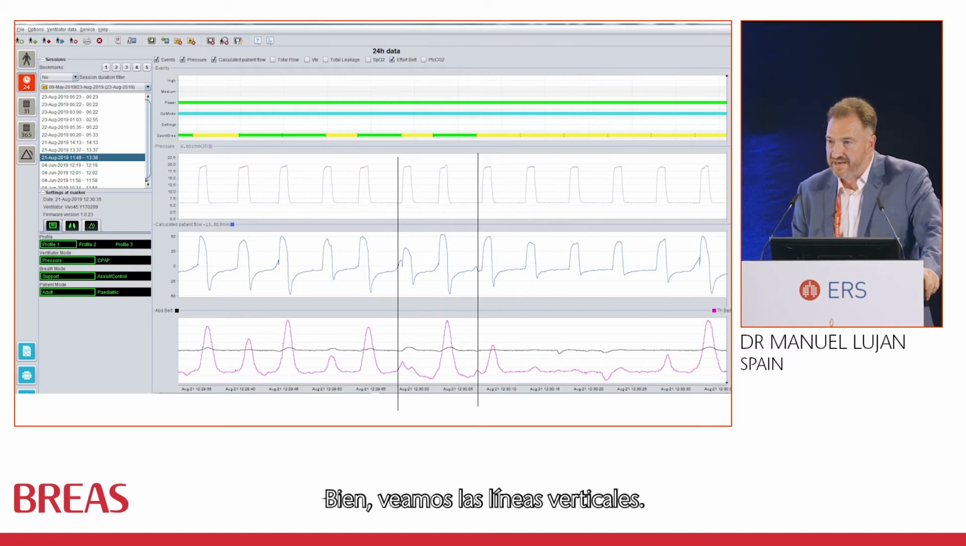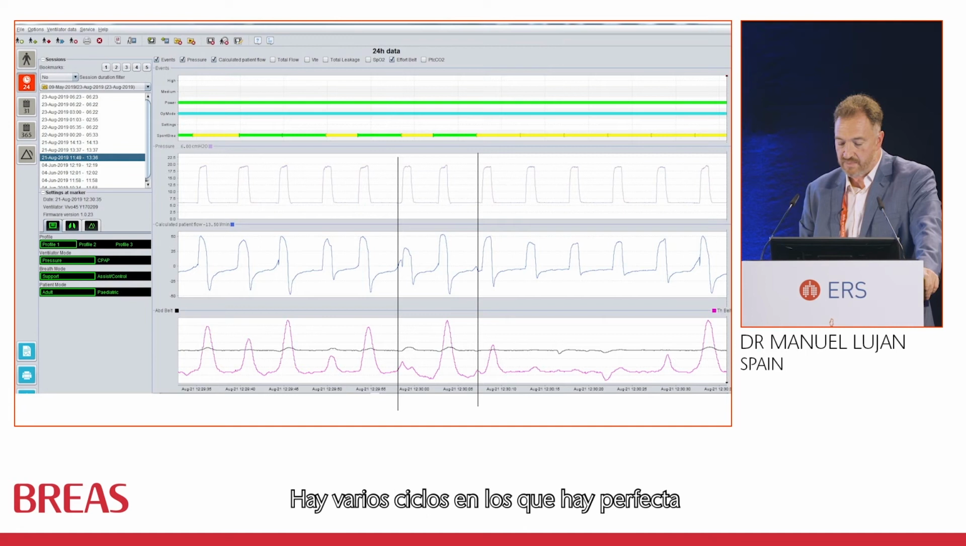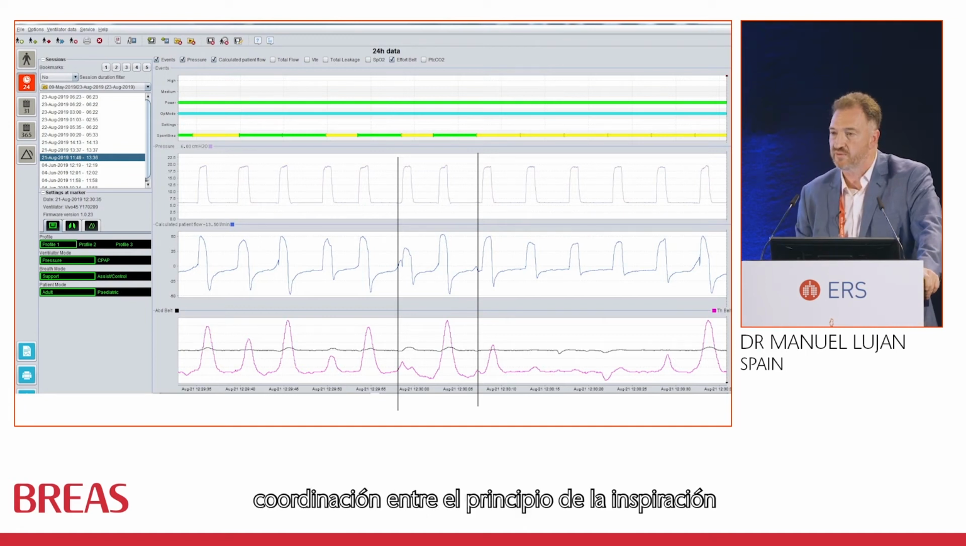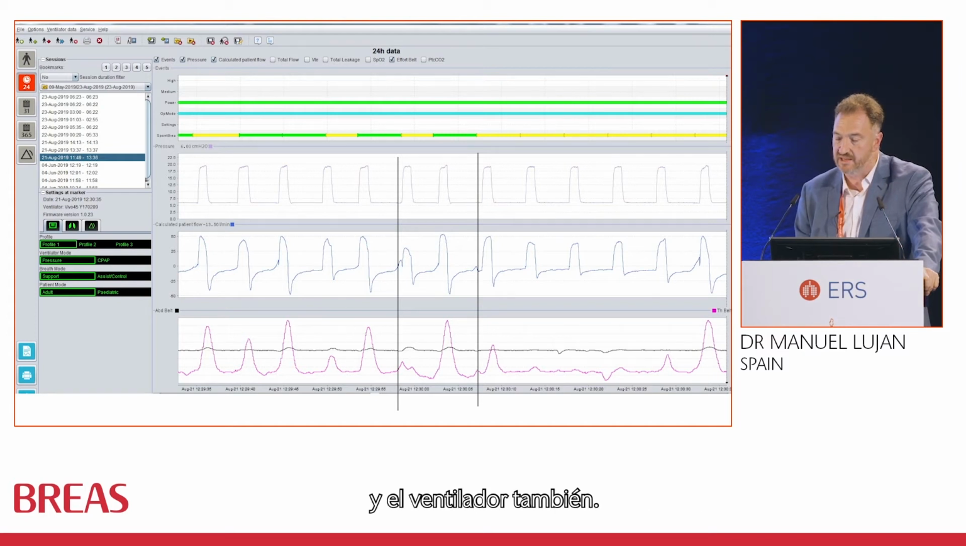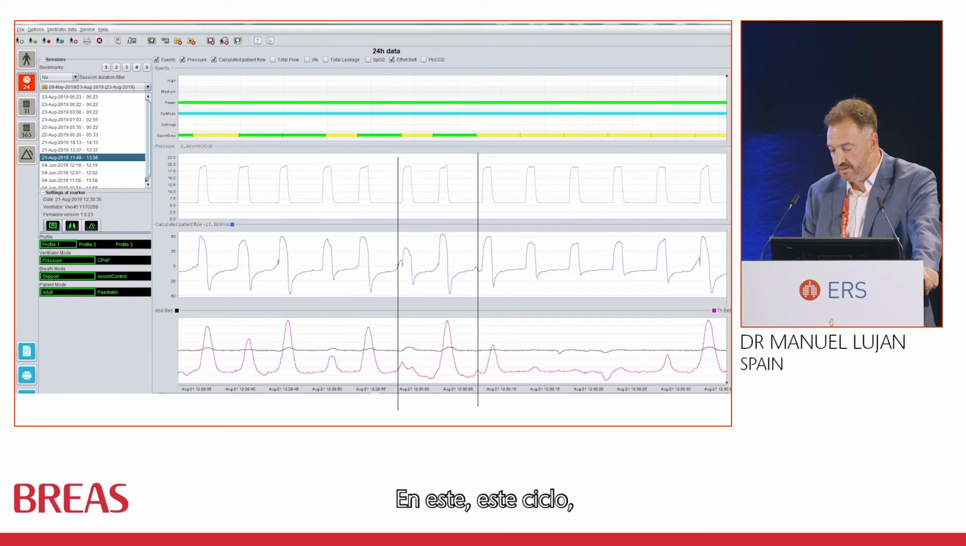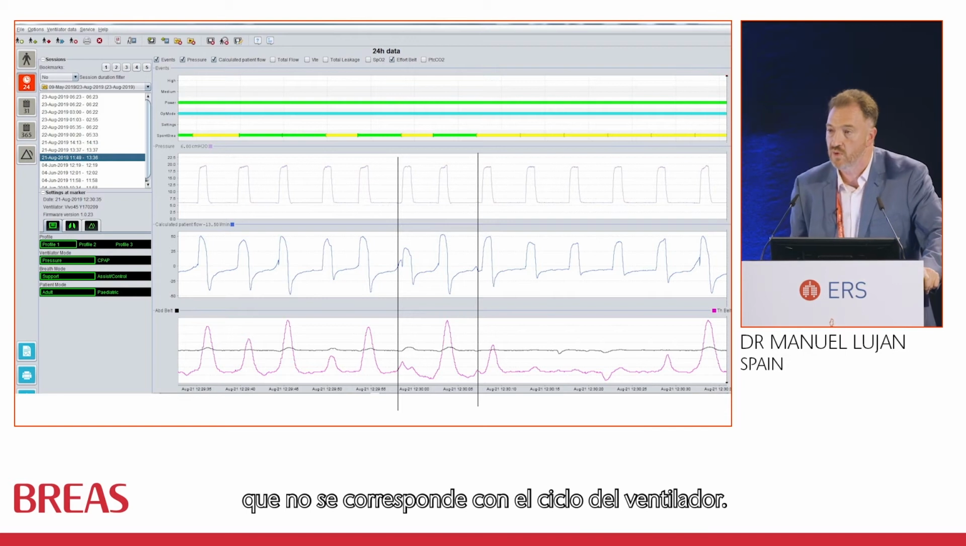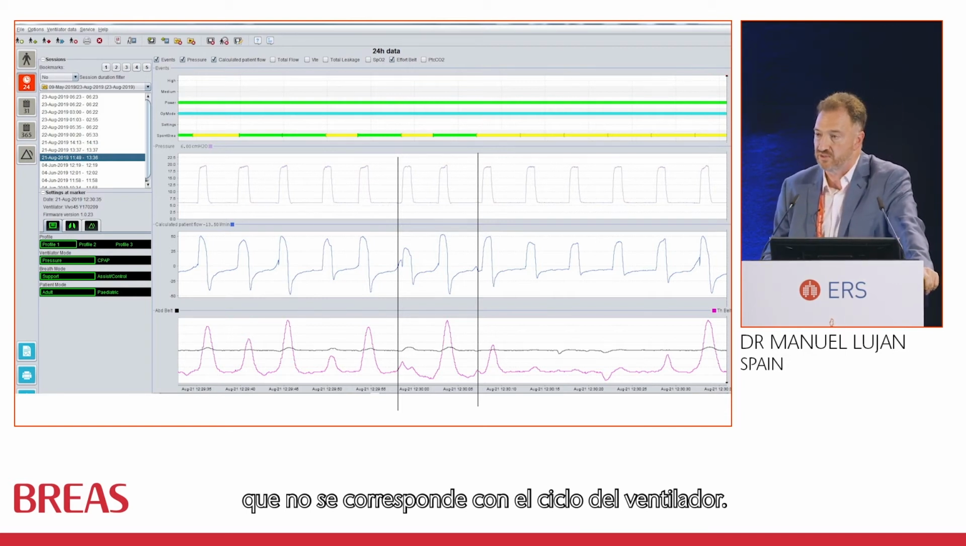Again, let's see the vertical lines. There are some cycles in which there's a perfect agreement between the onset of the inspiration in the belts and in the ventilator. But look at this. In this cycle, there is a first effort here that corresponds to this small waveform in the flow waveform. And here, there's also a small effort that does not correspond with any cycle of the ventilator.